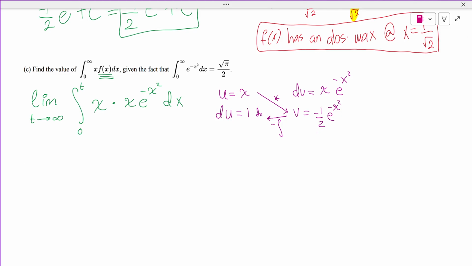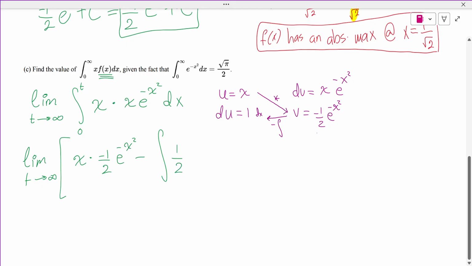So going back to the question, we have the limit, keep it in front as t approaches infinity. Now this integral we can replace it with x times negative half e to the power of minus x squared, right? I'm just multiplying the u and v, minus the integral of negative 1 over 2 e to the power of minus x squared dx. And because I am using integral here, I should keep the 0 and infinity, or 0 to t. But to use the fact given in the question, let's keep it 0 to infinity.